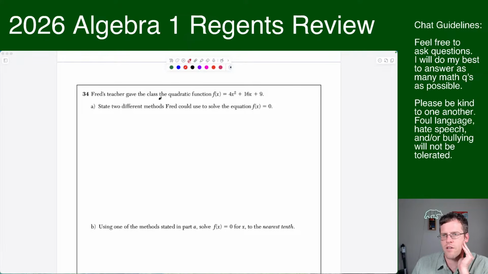So Fred's teacher gave the class a quadratic function. State 2 different methods Fred could use to solve the equation f of x equals 0. Okay, so it's basically solving a quadratic. Which 2 ways could we use?